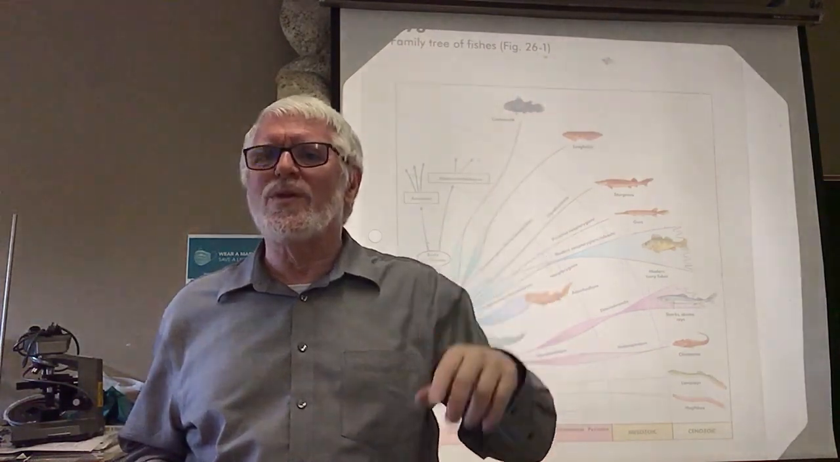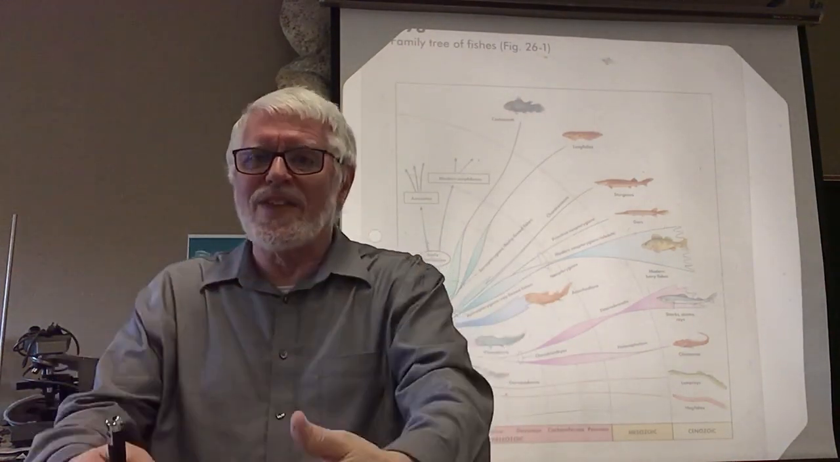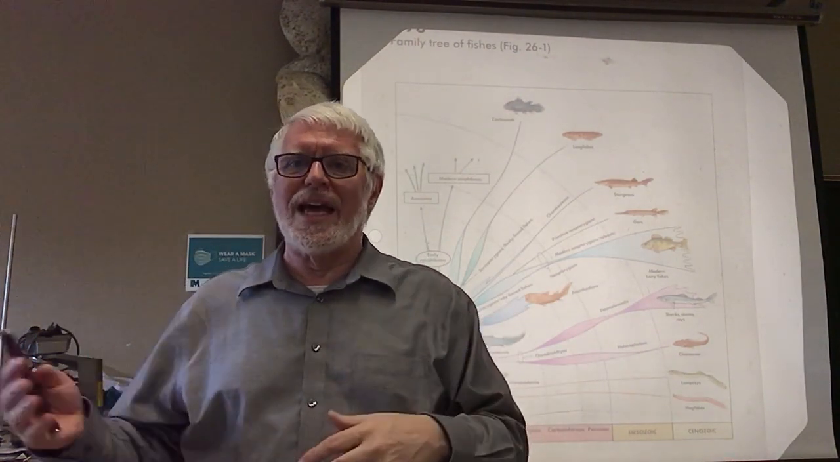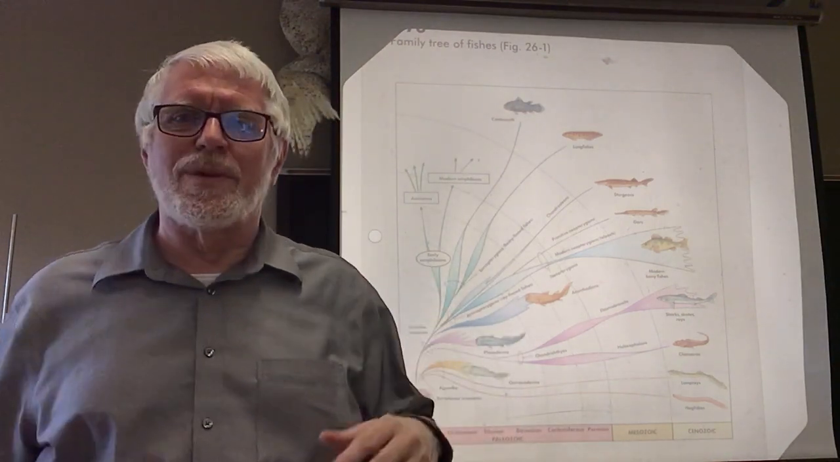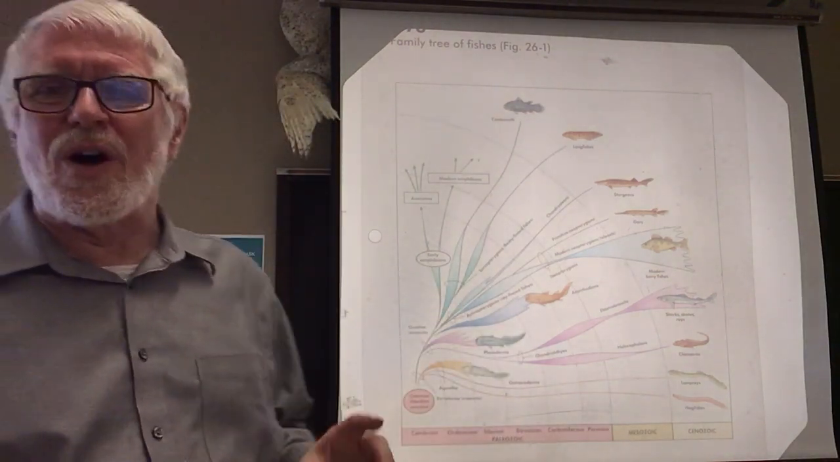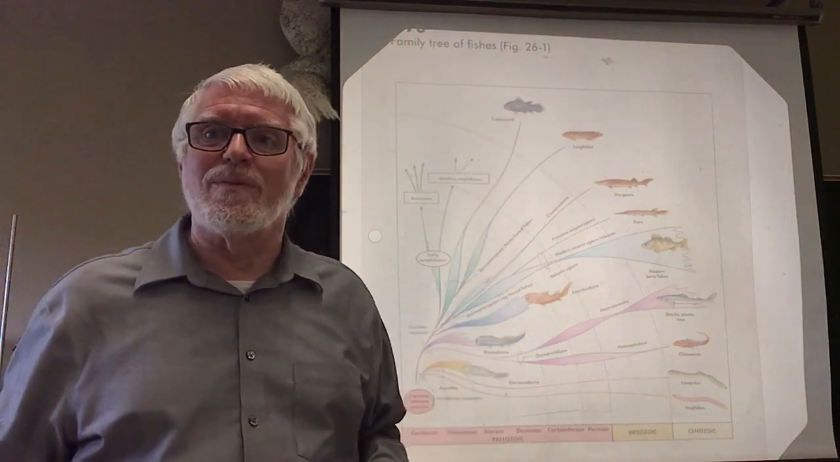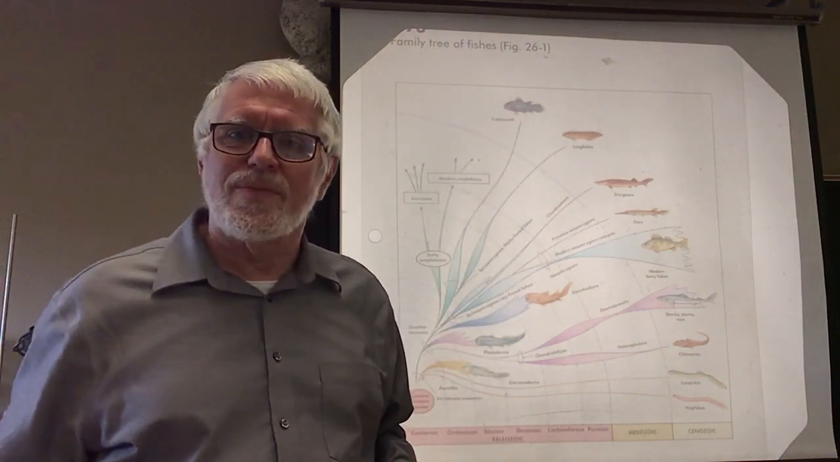Since then, they found there's a few species living right off the edge of the continental shelf in Africa and parts of Asia, a couple of different species. So it's one of those things they call a living fossil, because it looks quite a bit like what you find in the fossil record.